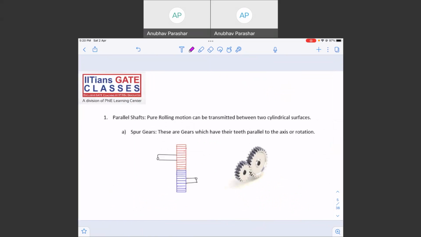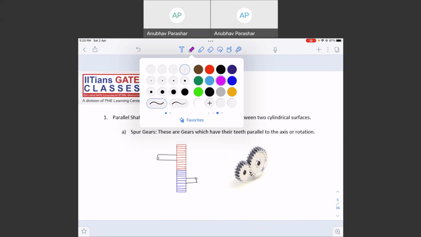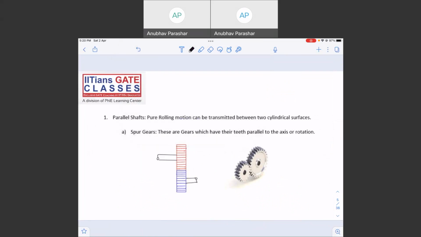Let us get into some classification of gears. We are getting into classification of gears. So how can we classify gears?